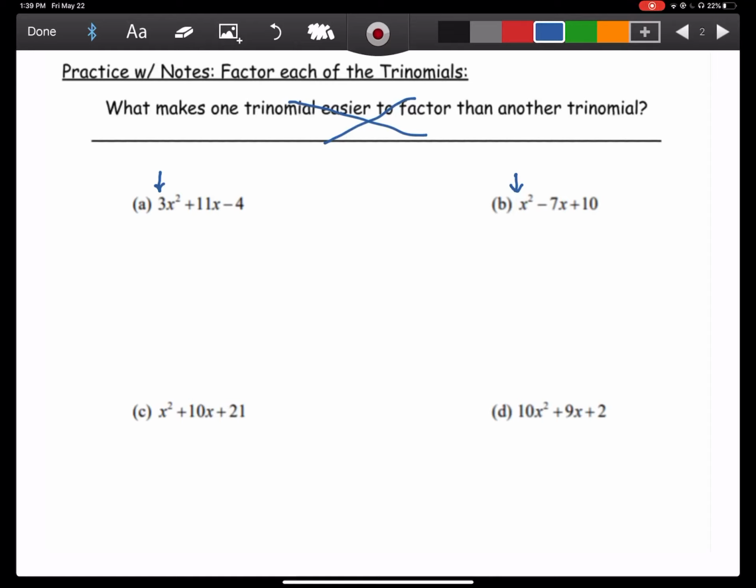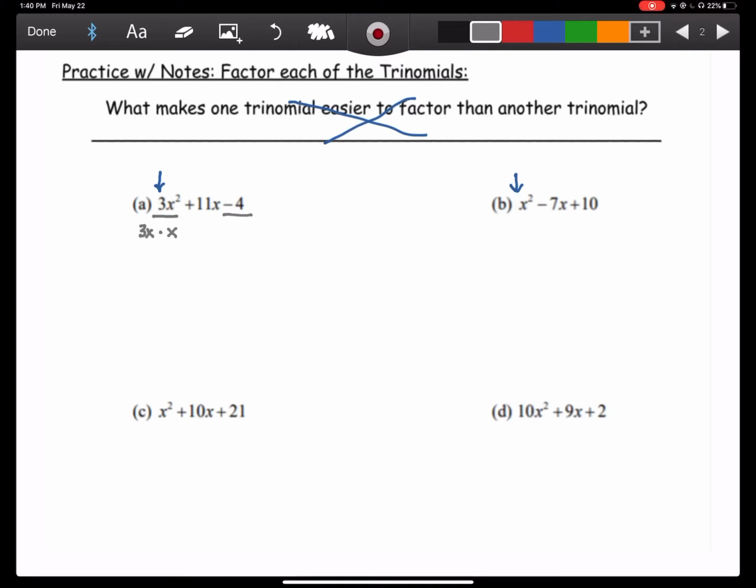So now I'm going to use gray for my setting up work. My setup work here on letter A is I need to understand that I have to factor the first term and I have to factor the last term. So what factors could create 3x squared? The answer is luckily very simple for this one. It's just 3x times x. There are no other factors for 3. 3 is prime, so that's it.